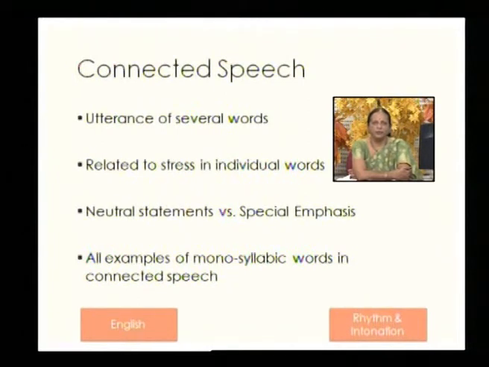I can just say, I do. Do you like coffee? I do. But if I want to emphasize, then how do I say it? I do. I'm stressing the word do. Do you like coffee? I can make a neutral statement and say I do. But I could also say I do, or I do, depending on what I want to emphasize.